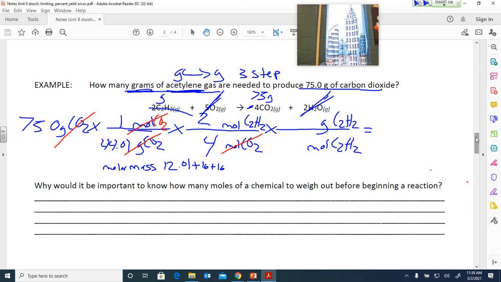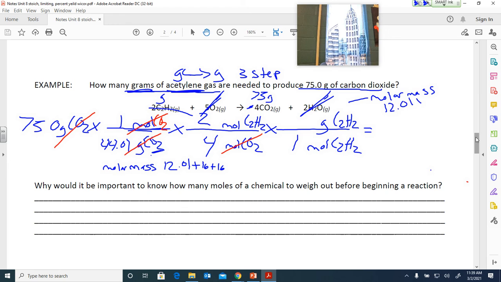Now, just like our previous problem over here, we did moles to grams, but it was moles of CO2 to moles of CO2. Now we're going from moles of C2H2 to grams of C2H2. So we switch substances, but it's the same setup. Mole always gets a 1. And remember, grams was molar mass, but this time it's the molar mass of C2H2.